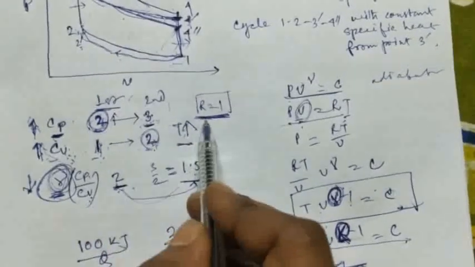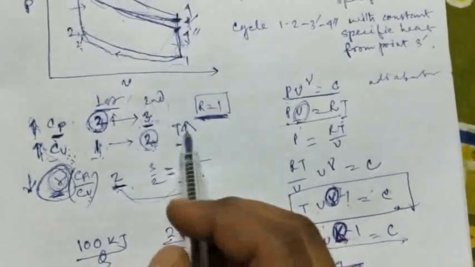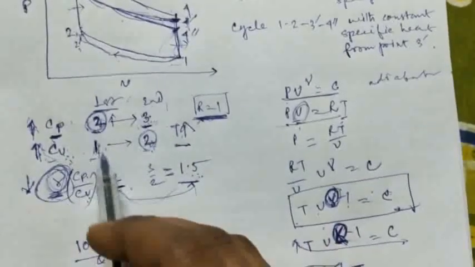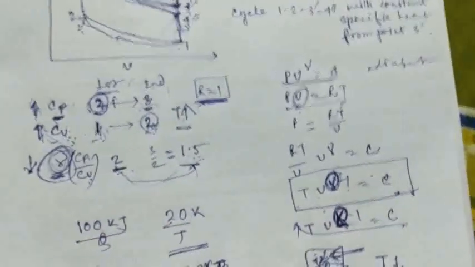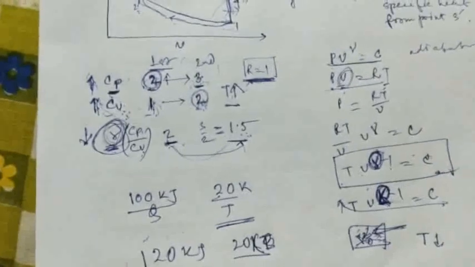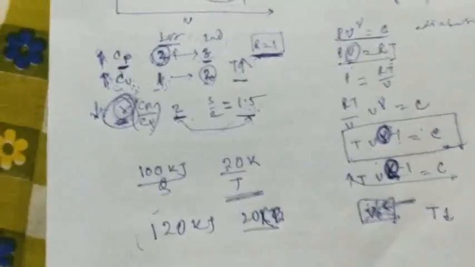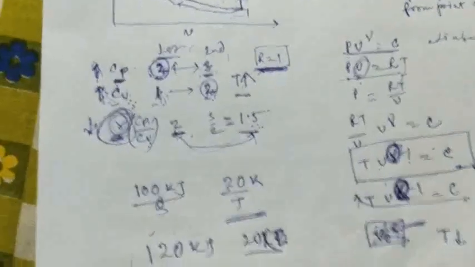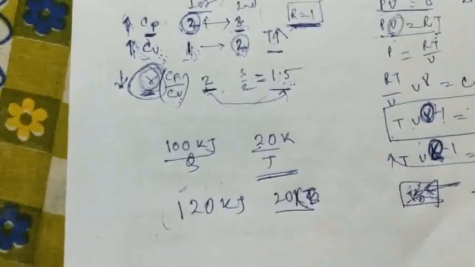Okay, because R is always constant. We are keeping this gap always constant. That's why this gamma will decrease with the increase of the value of Cp and Cv.